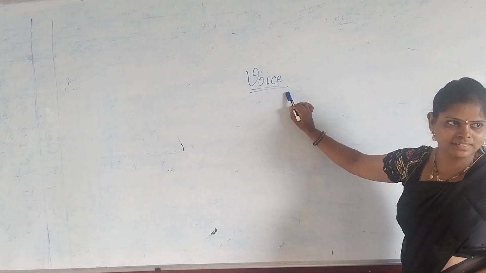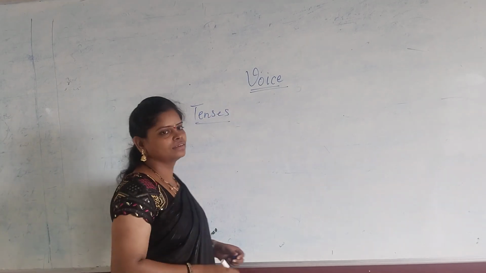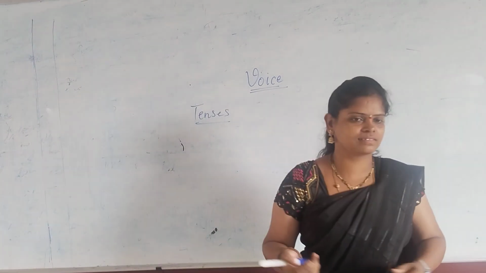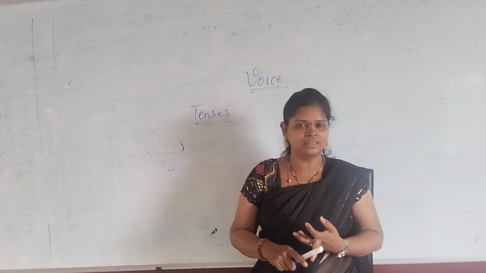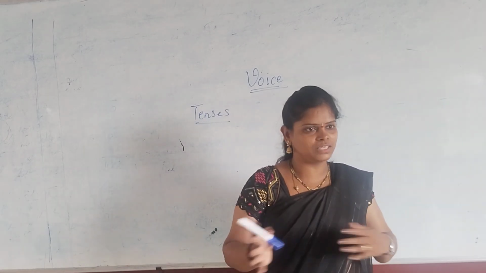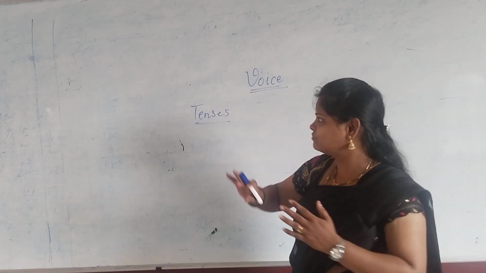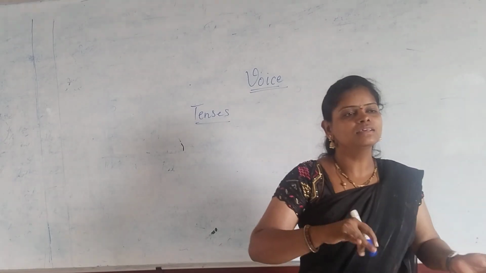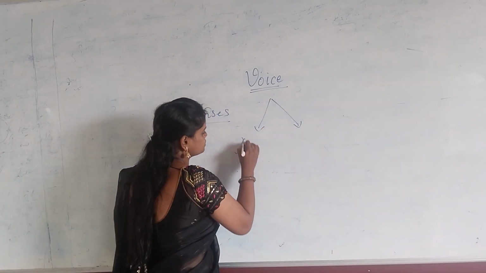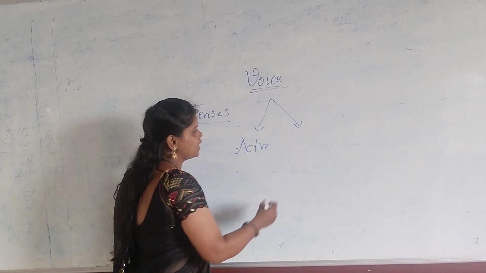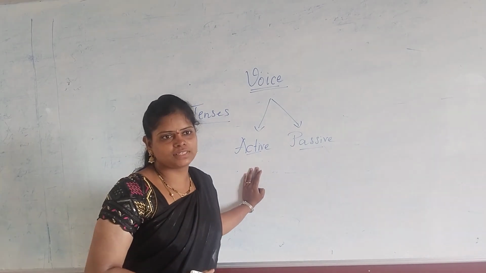Before learning this voice, we should know tenses. Already we have learned tenses. What are tenses? 12 tenses. Mainly there are three: present, past, future, and those three are divided into four each: simple, continuous, perfect, perfect continuous. If we know the tenses, then we can change the sentences. In voice, there are two types: active and passive.